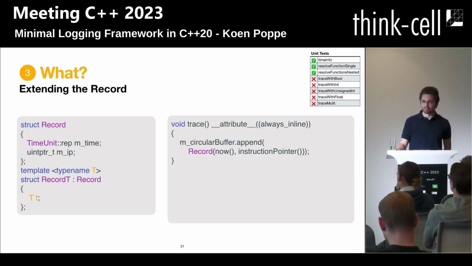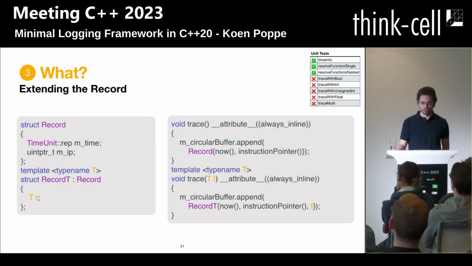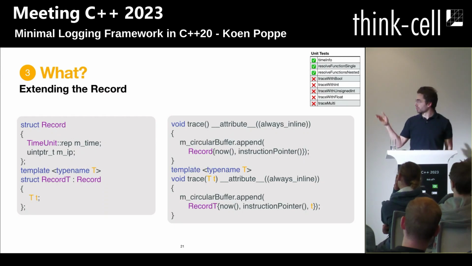While we have a record and a trace function, we can easily create a templated record which has an additional argument T here, and make an overload of the trace function, which will also accept an argument. And then in the same fashion, we will just construct a record and dump it to our circular buffer.